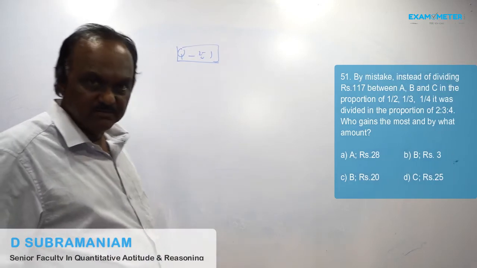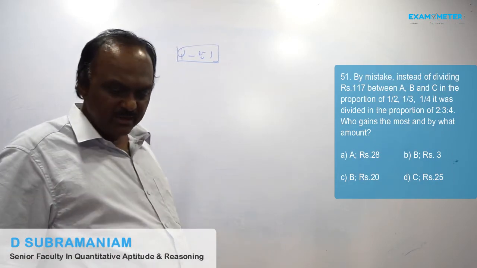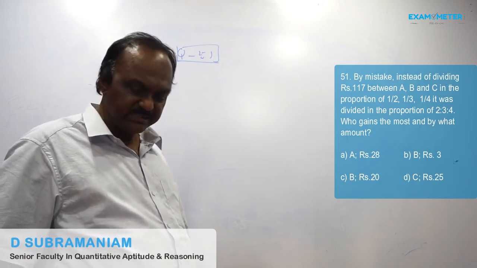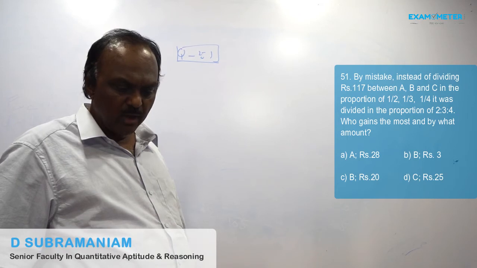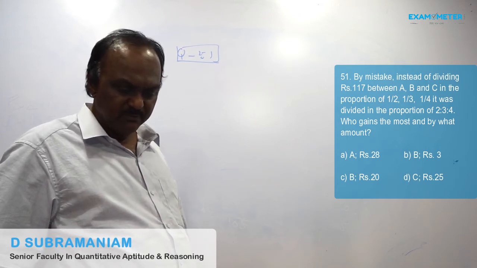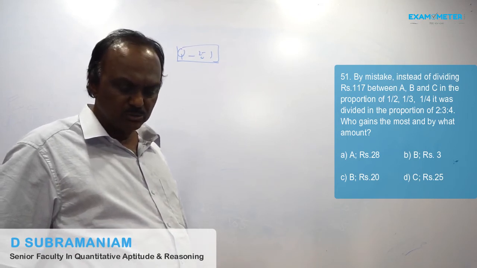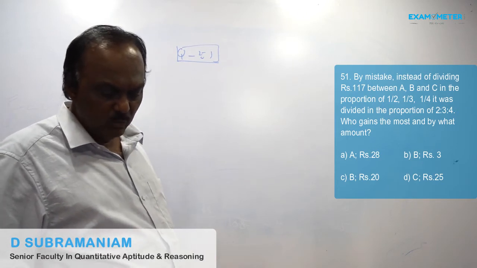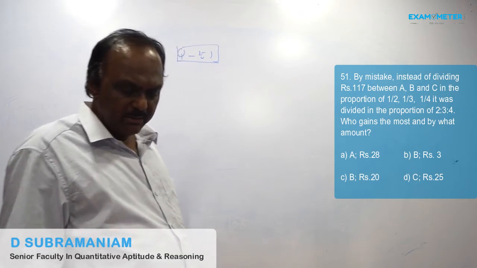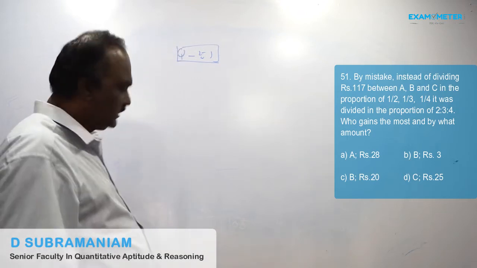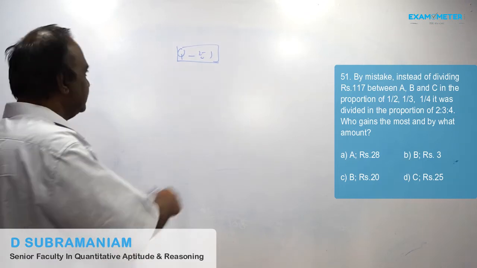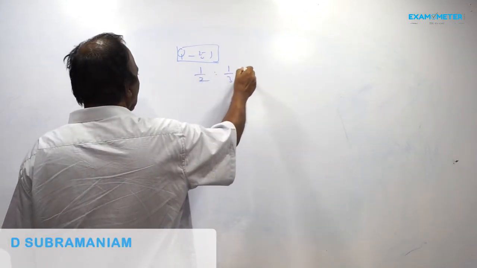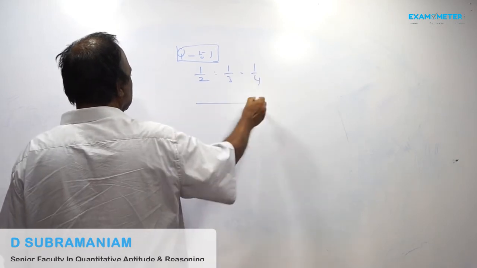By mistake, instead of dividing rupees 117 between A, B and C in the proportion of half, 1/3 and 1/4, it was divided in the proportion of 2:3:4. Who gains the most and by what amount? By mistake, it is half is to 1/3 is to 1/4.